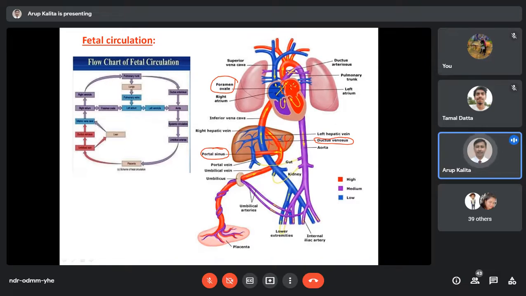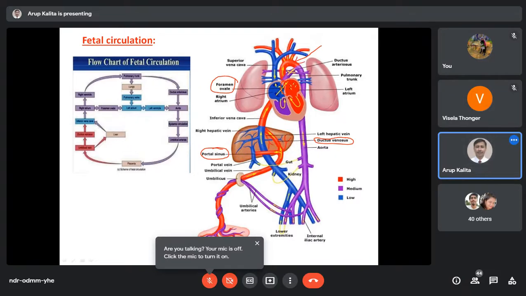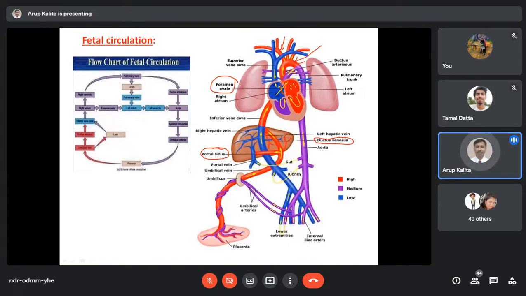Now from the left atrium, blood will go to the left ventricle, and from the left ventricle, the aorta will arise. This is the aorta. From the aorta, it will supply the ascending part, the head, neck, forelimb, and thorax. And through the descending aorta, the blood will go to the different parts of the body.